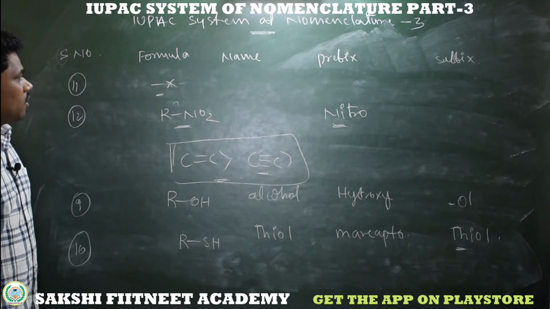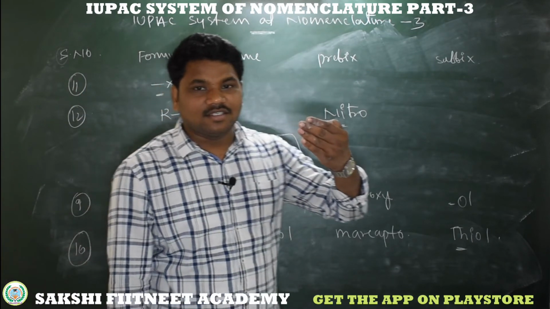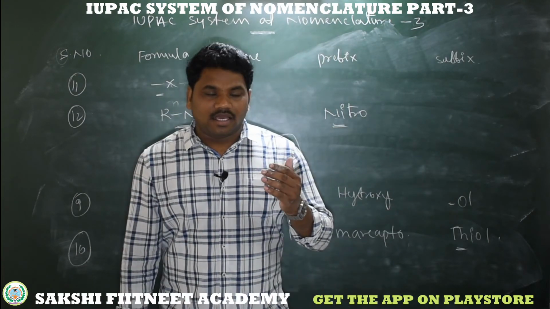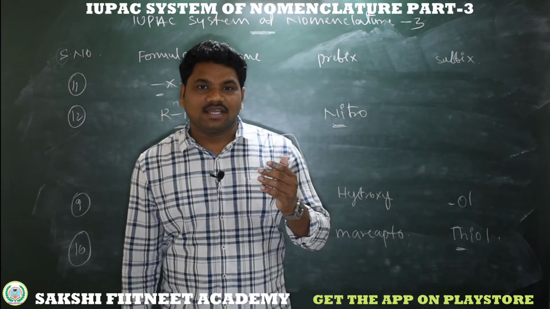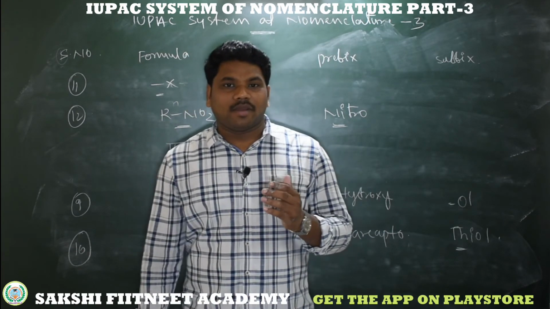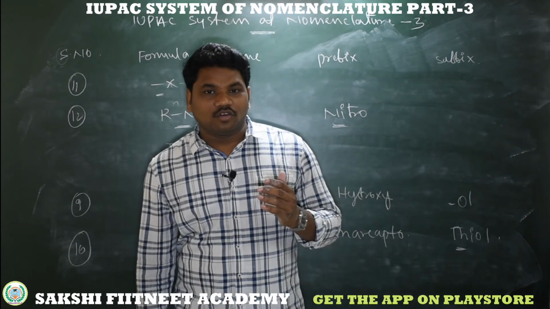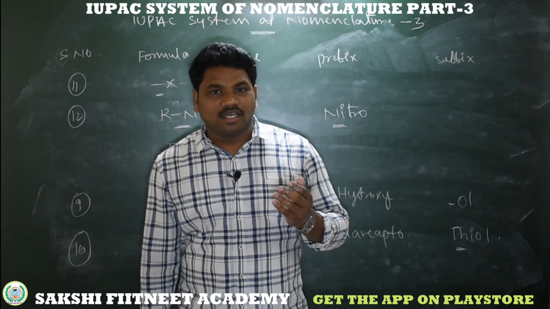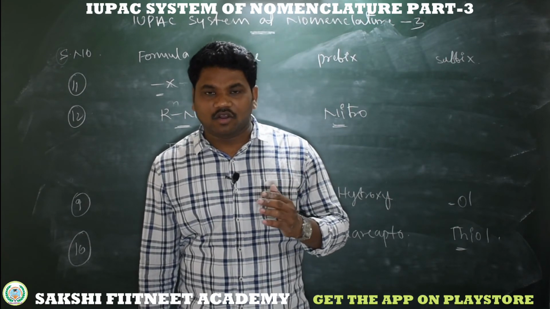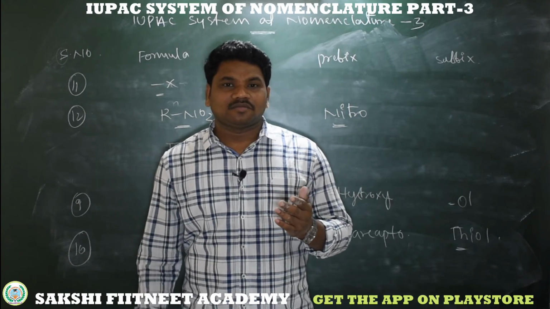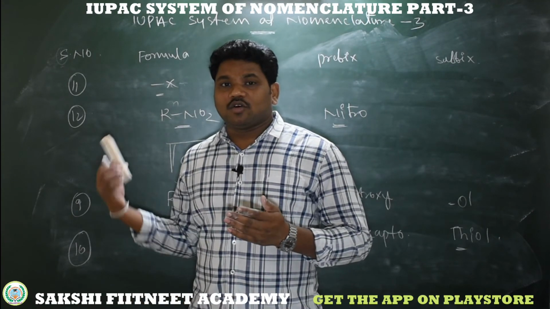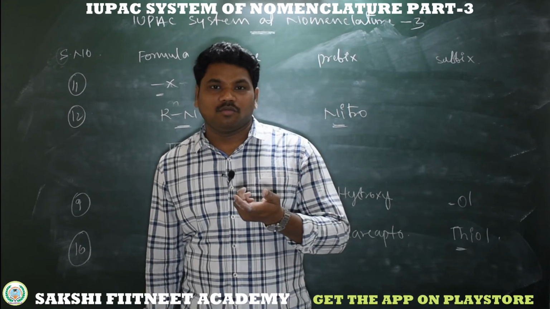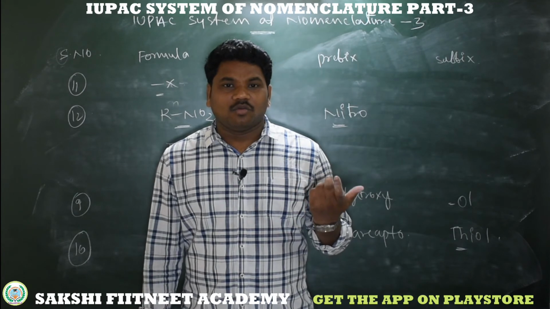So what is the priority order actually? Carboxylic acid is higher priority than sulfonic acid. Sulfonic acid is higher than ester. Ester is higher than acid halide. Acid halide is higher than amide. Amide is higher than nitrile. Nitrile is higher than aldehyde. Aldehyde is higher than ketone. Ketone is higher than alcohol. Then thiol group. Then we have halogens. Then nitro. Coming to unsaturation, double bond is higher priority compared to triple bond.